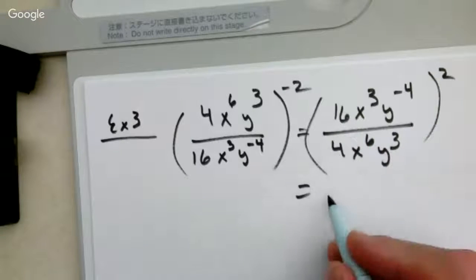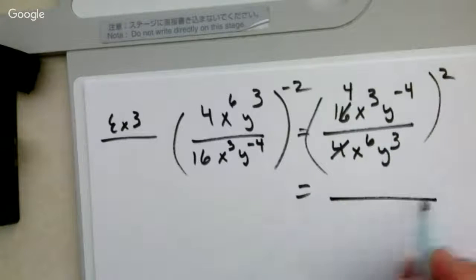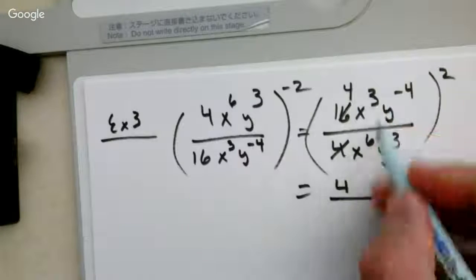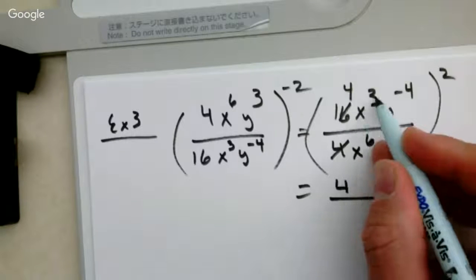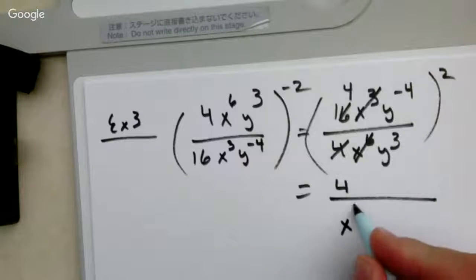I've got 16 over 4. I can cancel out a 4 out of each. That's just going to give me a 4. Okay, I've got x to the 3rd, x to the 6th. We can cancel out 3 of them. That's going to leave x to the 3rd on the bottom.